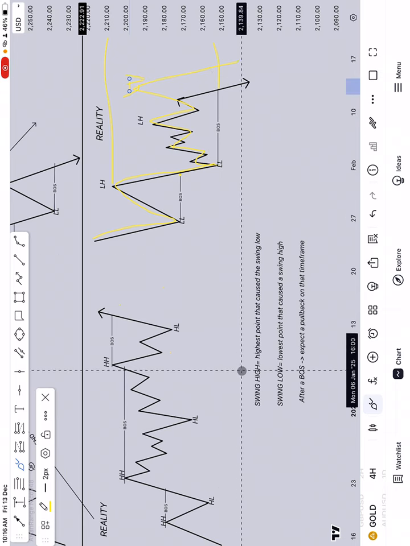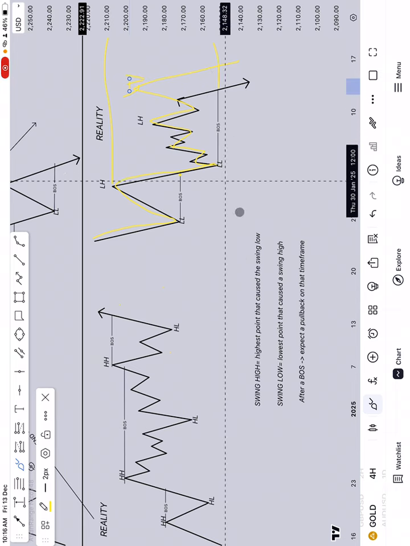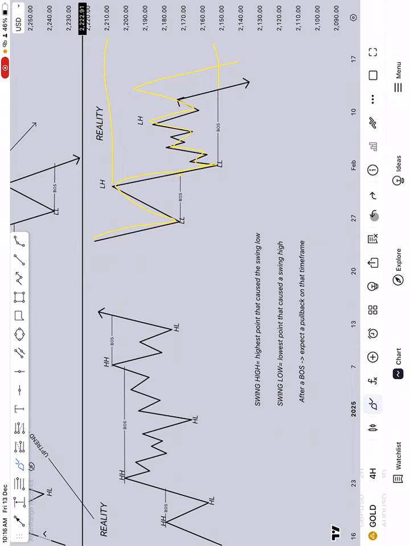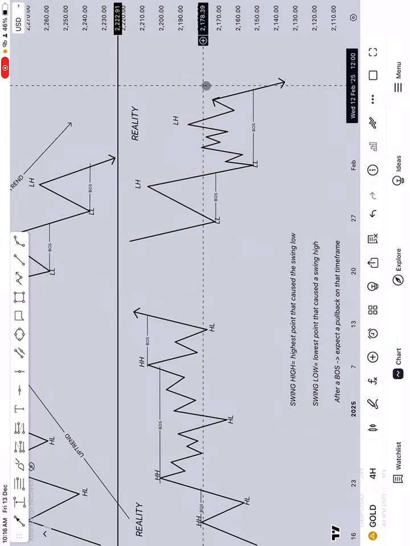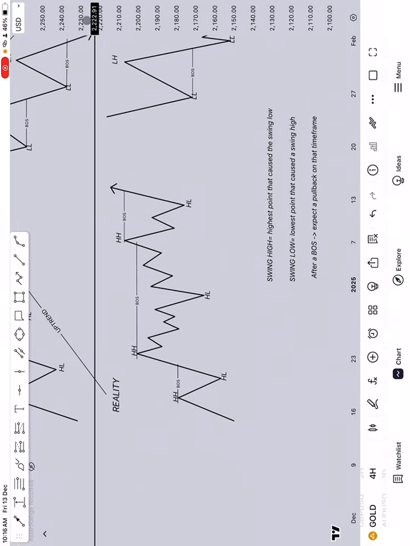Right? That's a break of structure. So I hope this is a little bit clear for you guys. If you don't get it, please watch the video again. Watch the video multiple times, and that is that for basic market structure.